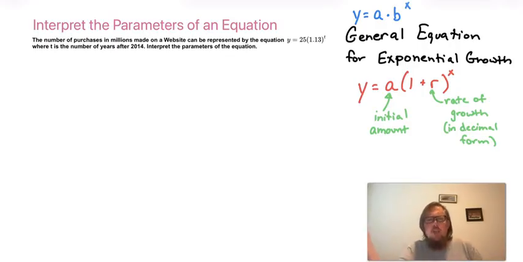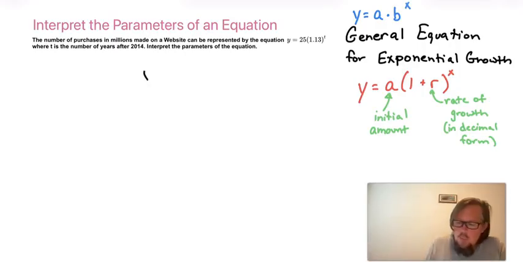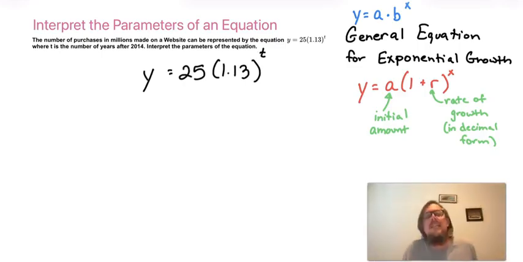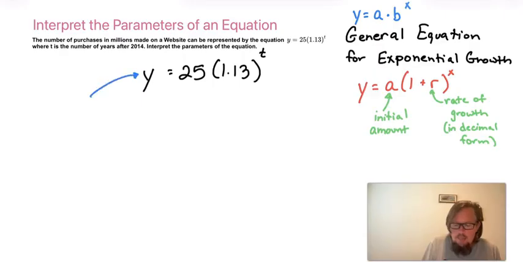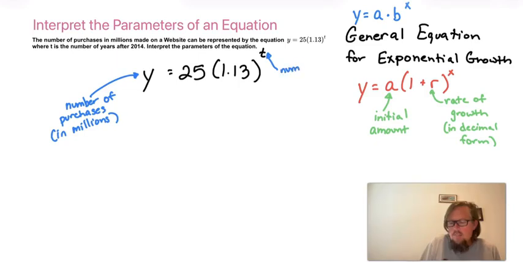Okay, so let's go back to our equation that we're given here, which is y equals 25 times 1.13 to the t power. Now it says t is the number of years after 2014, and it's measuring the number of purchases in millions made on a website. So we can say that y is the number of purchases in millions. And furthermore, we can say that t is the number of years since 2014.